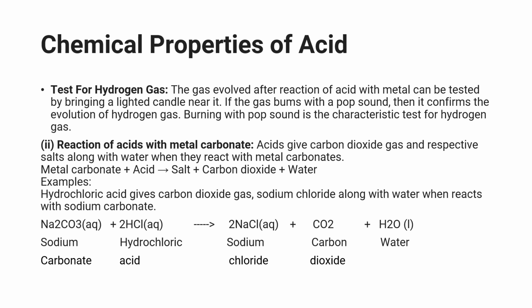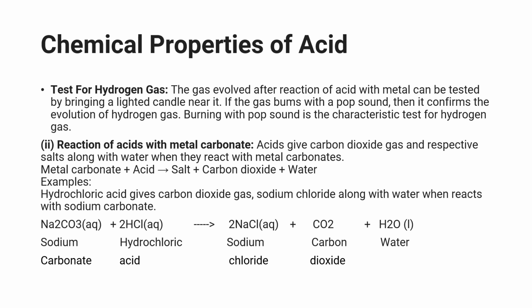Test for hydrogen gas. The gas evolved after reaction of acid with metal can be tested by bringing a lighted candle near it. If the gas burns with a pop sound, then it confirms the evolution of hydrogen gas. Burning with pop sound is the characteristic test for hydrogen gas.